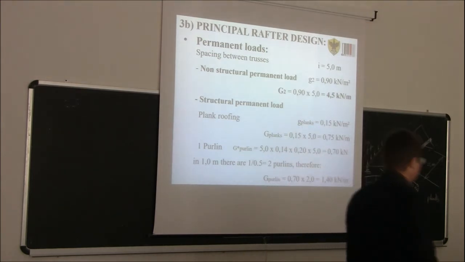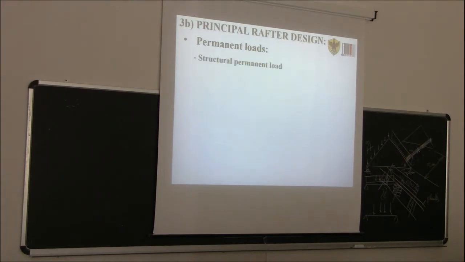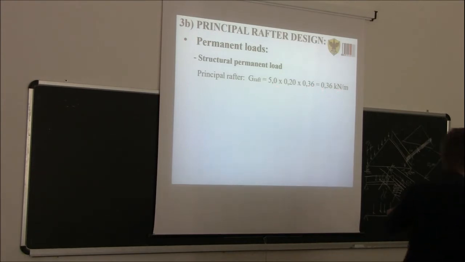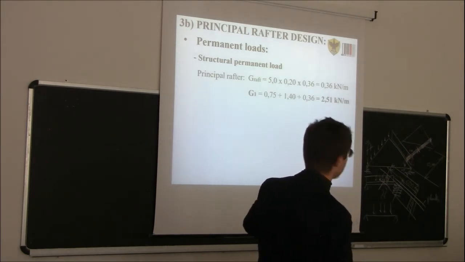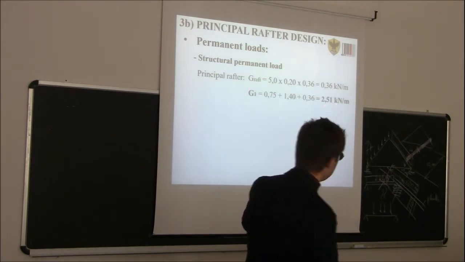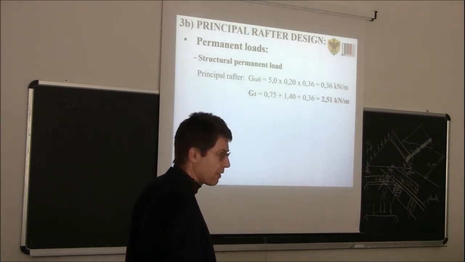And then we still need to add the self weight of the rafter itself. Again, unit weight of the wood times the cross section, so times 0.2 times 0.36, 0.36 kN per meter. Now we sum up all these contributions and we get the self weight of the structure, so 2.51 kN per meter. Okay?